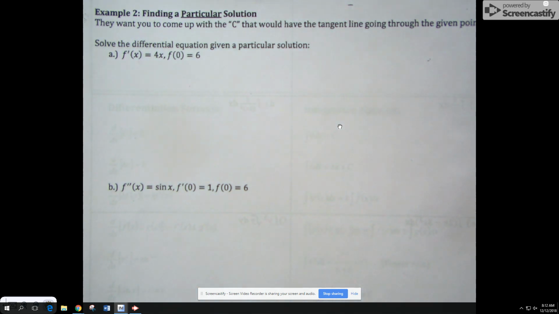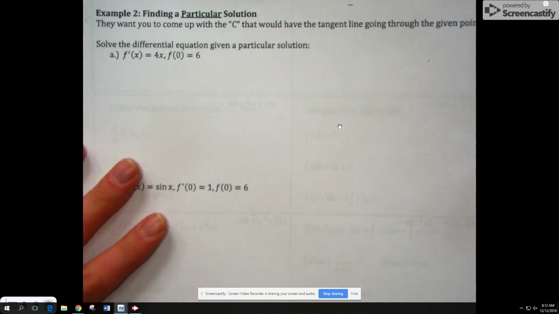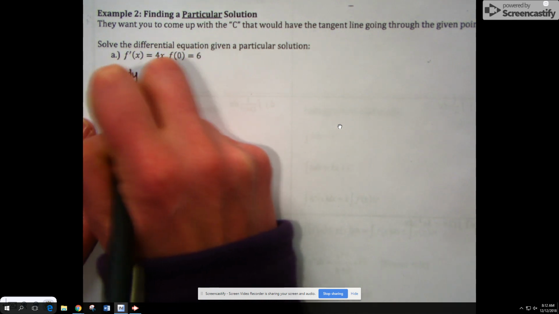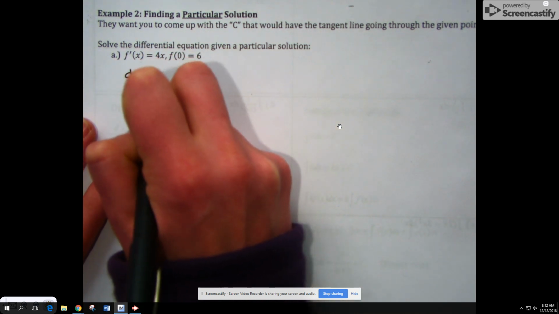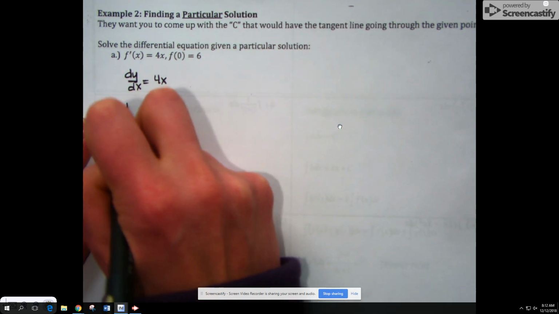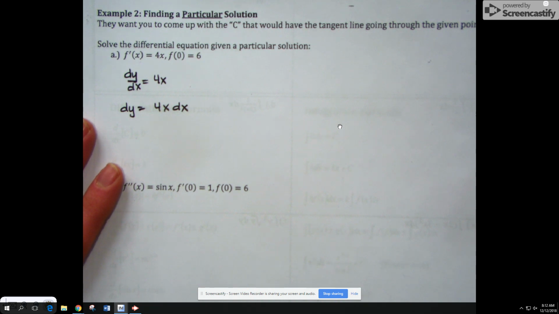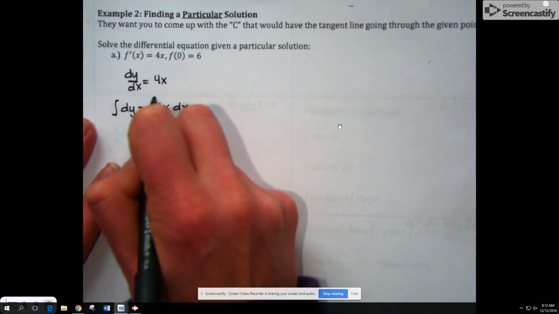A particular solution is going to allow us to solve for that plus c. So it's going to look exactly like it did yesterday. We want to rewrite our f prime of x as dy dx equal to 4x. We're going to rewrite it in that differential form, 4x dx. And then in order to solve the problem, we integrate both sides.